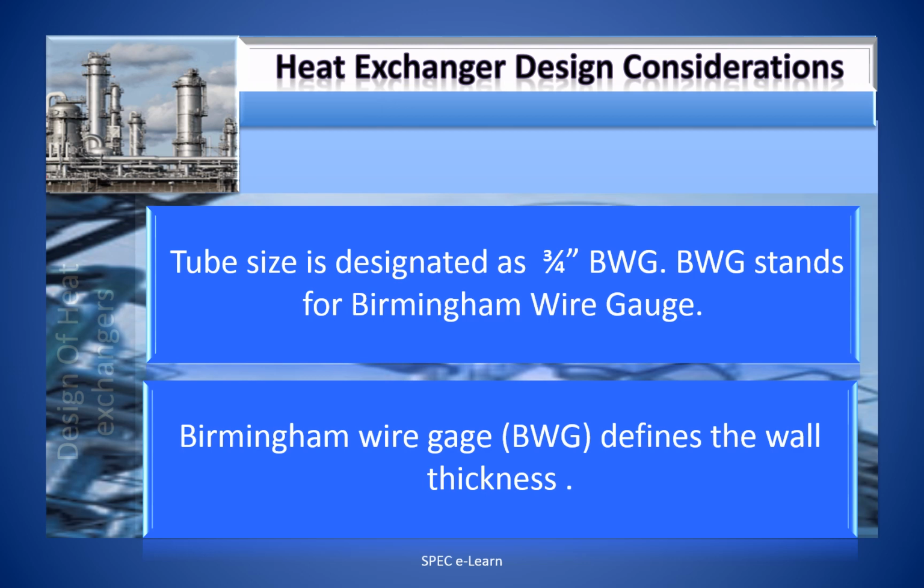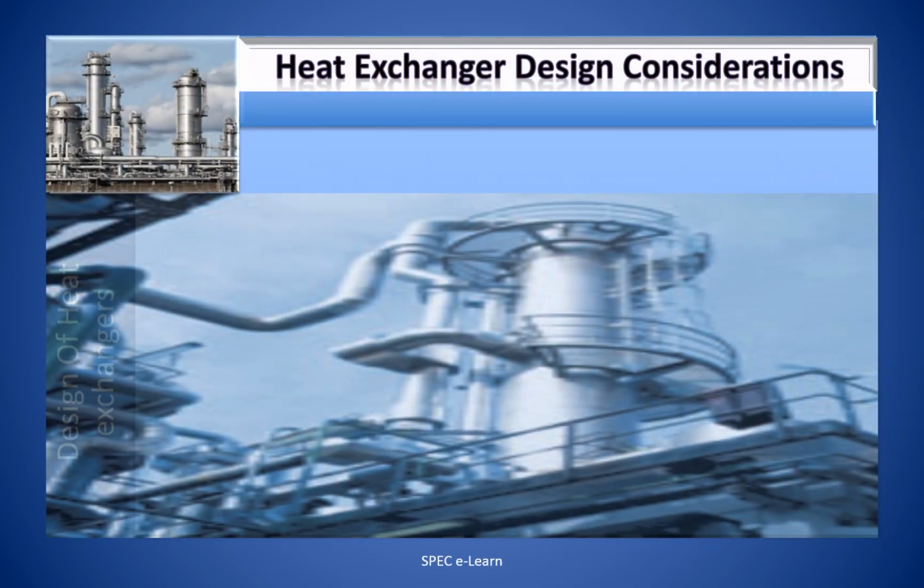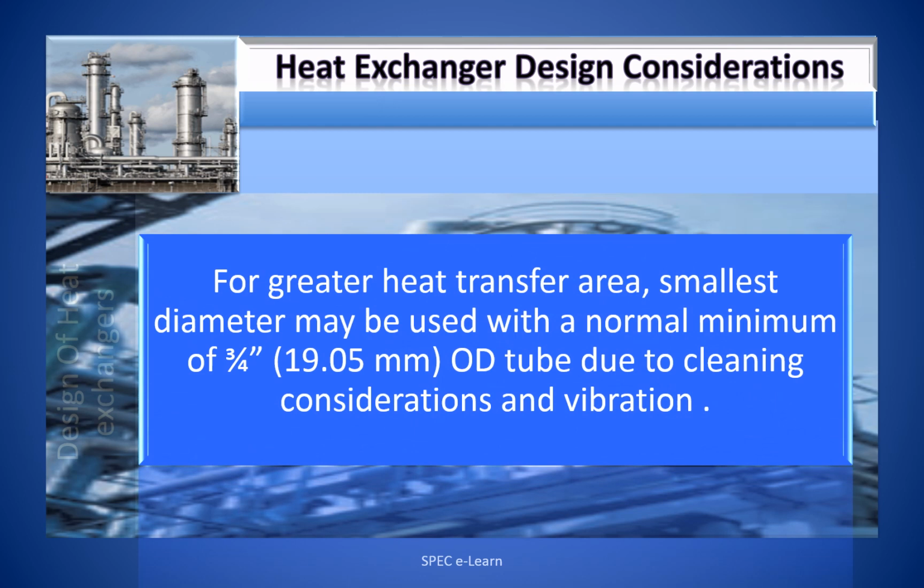BWG stands for Birmingham wire gauge. Birmingham wire gauge defines the wall thickness. For greater heat transfer area, the smallest diameter may be used, with the normal minimum of 3/4 inch OD tube due to cleaning consideration and vibration.